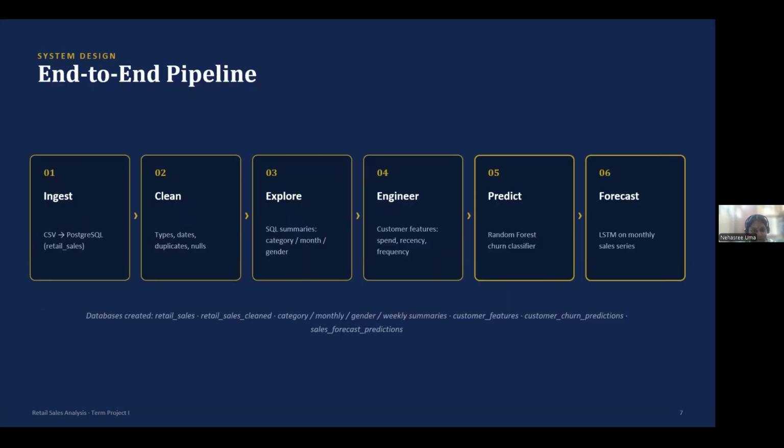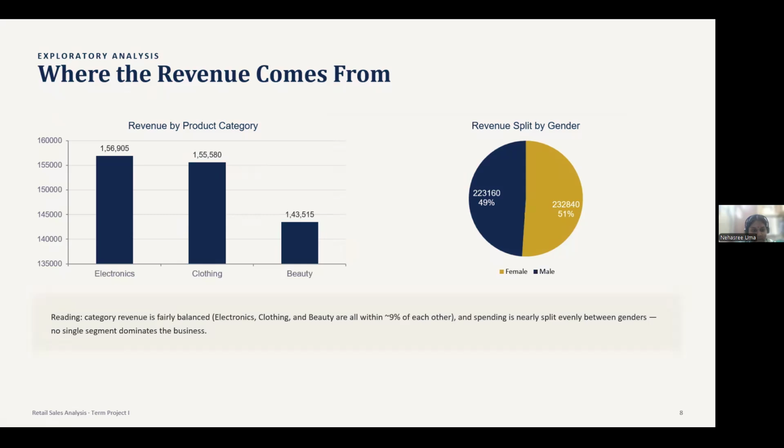Coming to the outputs and results, looking at the EDA first, revenue is fairly evenly split across electronics, clothing, and beauty, all within about 9% of each other, and spending is almost evenly split between male and female customers, so there is no single segment driving the business.